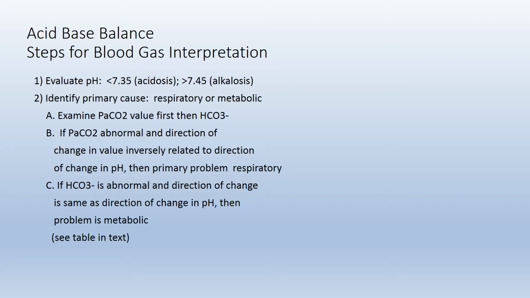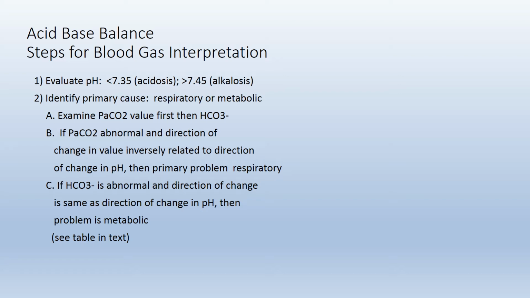So big thing with this is that when we identify if it's acidosis or alkalosis, then we need to look at our PaCO2 and then our bicarb. And whichever one is altered, we have to look at the direction that each component is going. So for example, if I have a low pH and a low bicarb, then I know that it's a metabolic issue because it's going in the same direction.